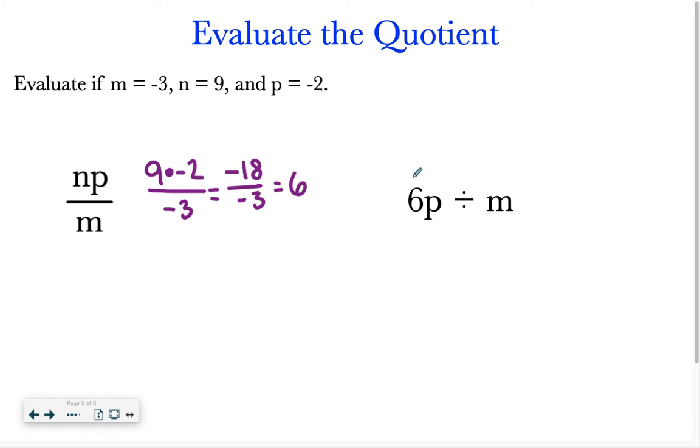All right, I want you to pause the video and try this one on your own. Good luck. All right, hopefully you did 6 times -2 first. You ended up with that -12. And -12 divided by -3 is a +4 for an answer.